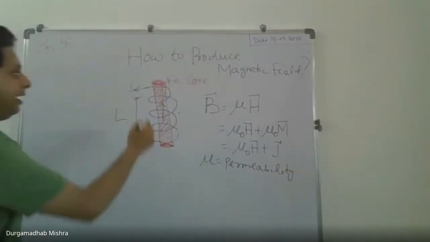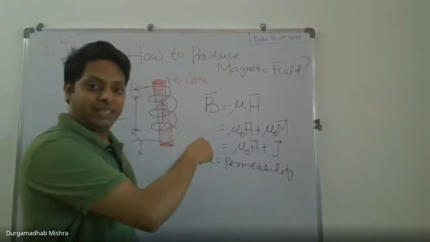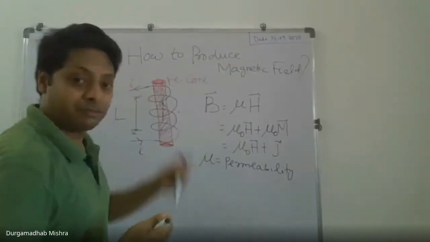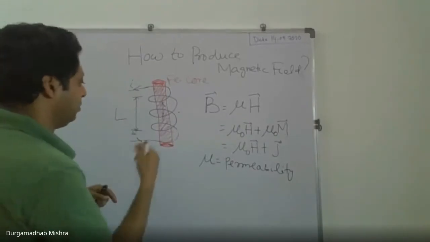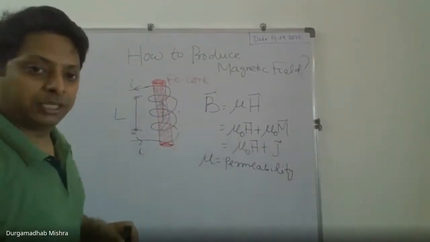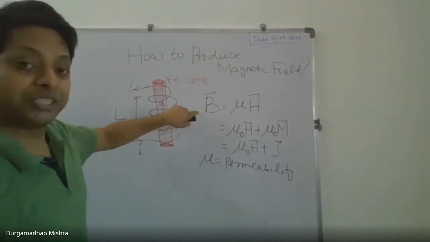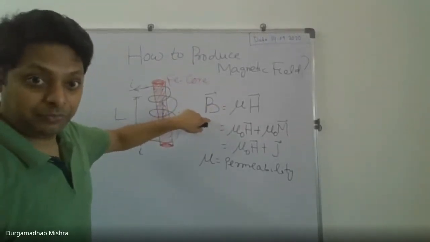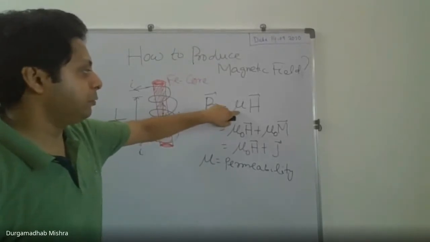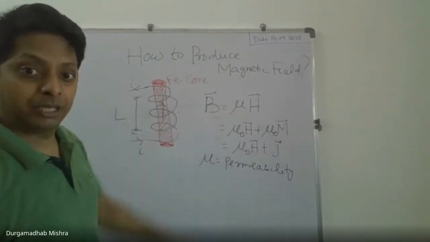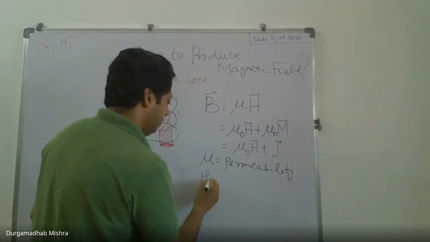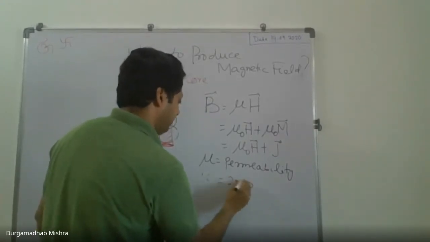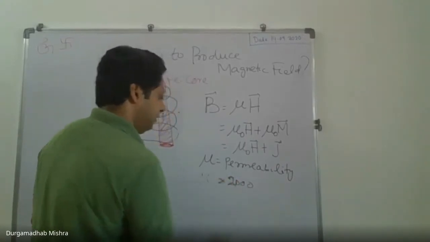So that means if I introduce a magnetic material in this coil, like iron or steel, and wind a coil around it, for the same current I will actually produce much more magnetic induction, right? Because now it is proportional to the permeability mu, and the permeability for iron is of the order of 2000, right? Very high.